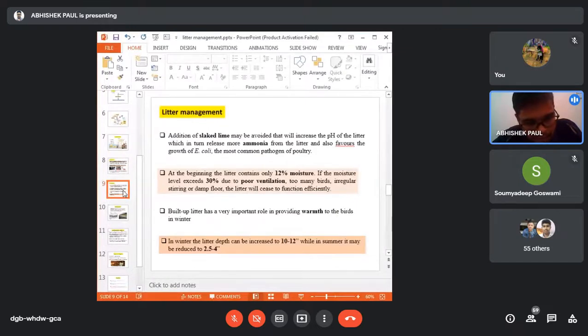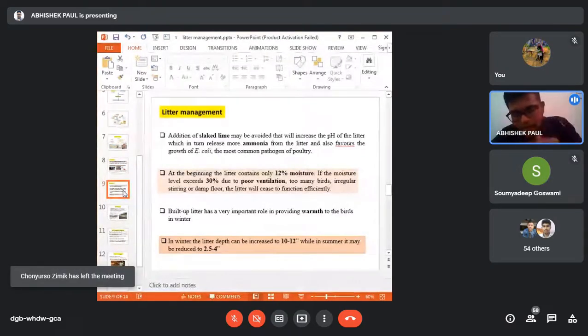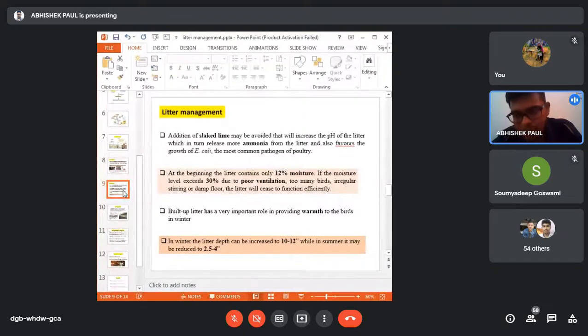Then at the beginning, the litter should contain only 12% moisture. When you are starting the rearing of the birds, at that time it contains only 12% moisture. But over a period of time, the moisture content increases because of the dropping material. As you know, the dropping material of poultry is wet, so the water content of the litter material also increases. But it should not exceed 30%. You should remember, the moisture content of the poultry litter should not exceed more than 30%. If it is more than 30%, then immediately you need to change the litter material.